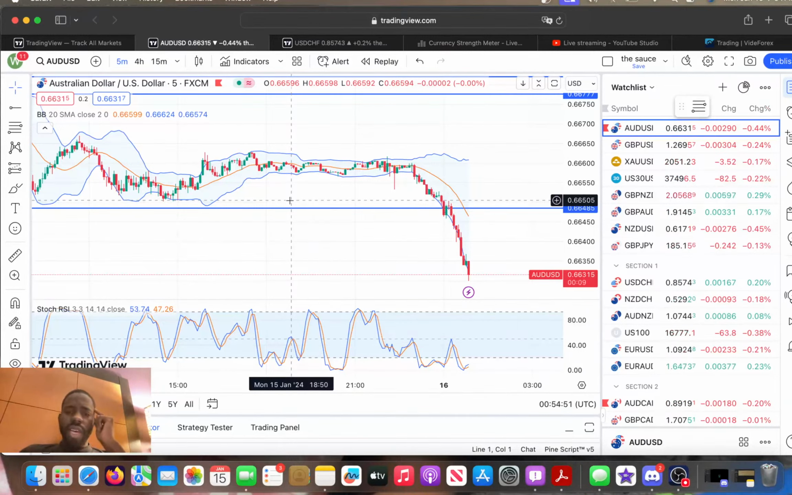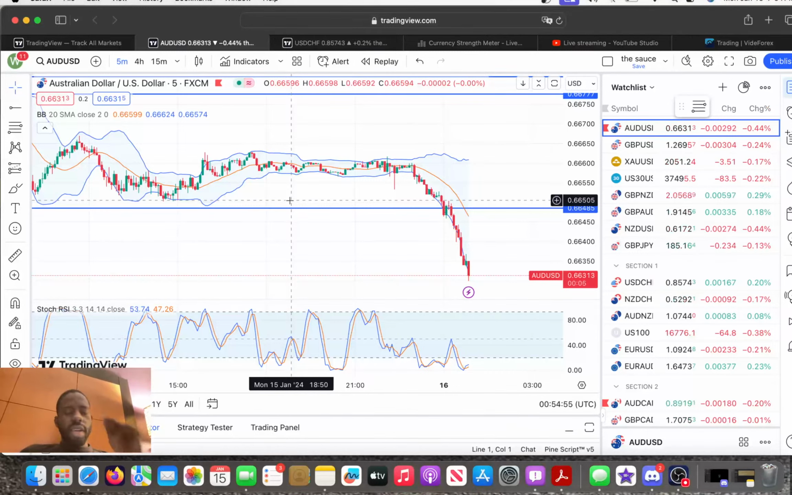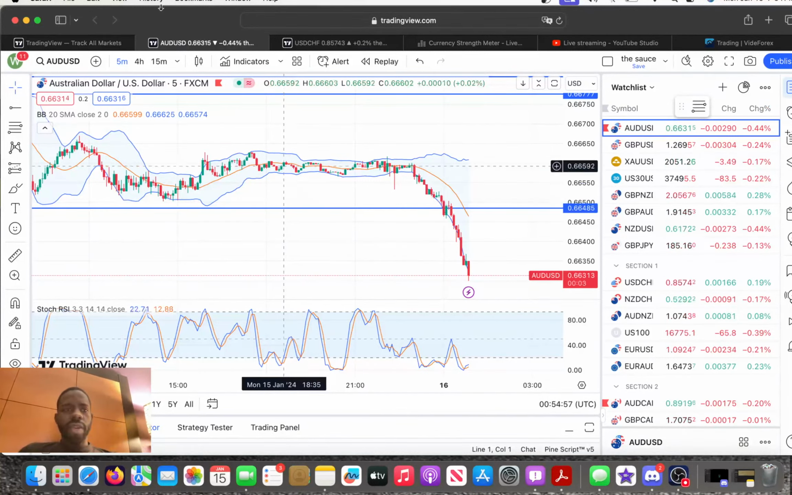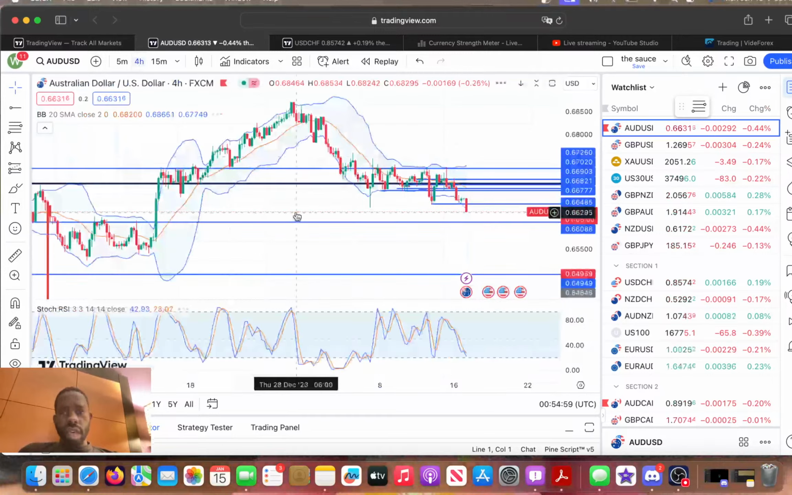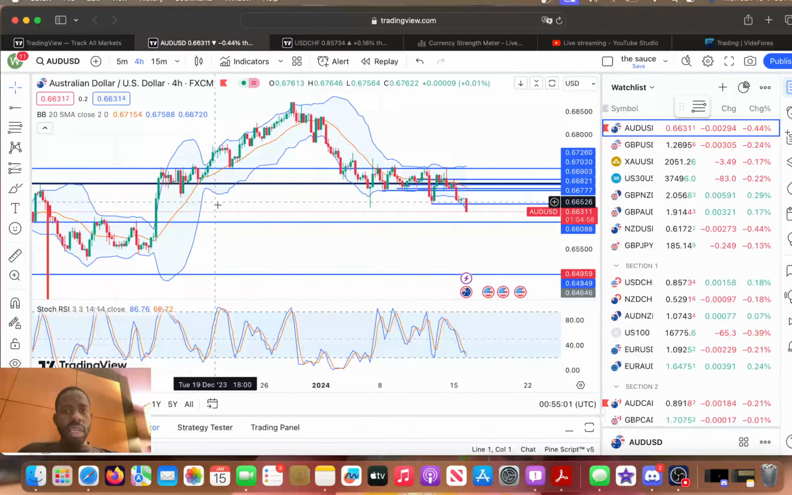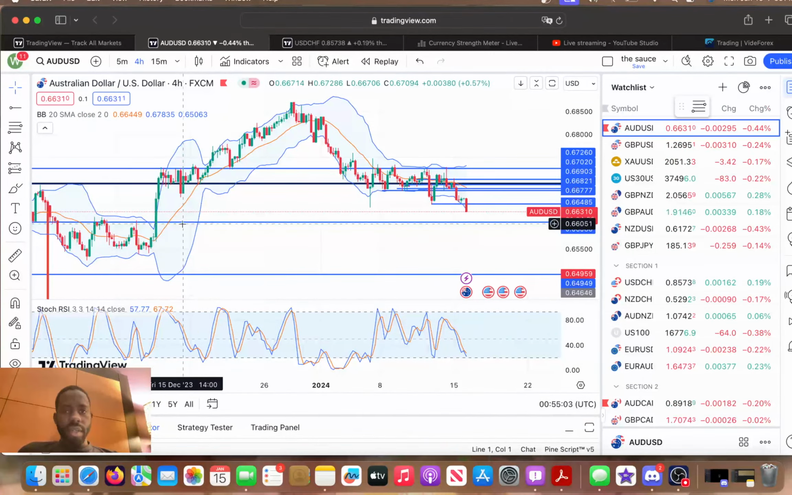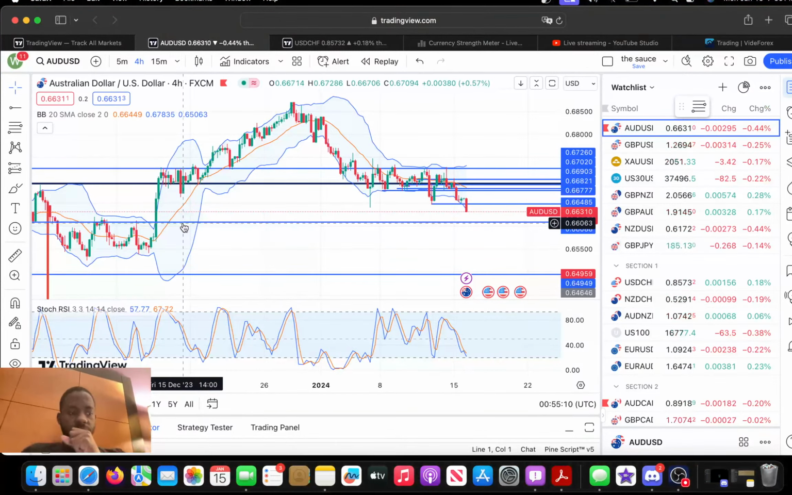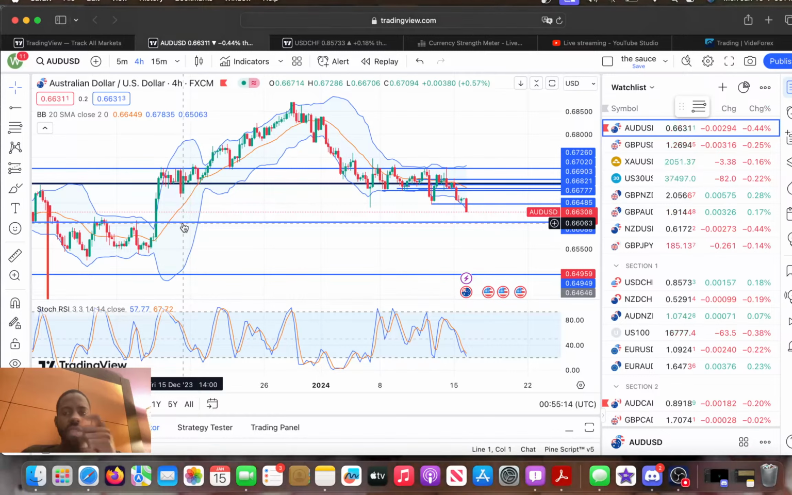I was like, it's looking for support, but I'm like, it ain't ready to find support yet, because I looked at the 4 hour and I realized the next support, look, it ain't got nowhere to go but down here. It's looking for this line. This is what it's looking for. Then it will bounce. And I was like, it's looking for that line.